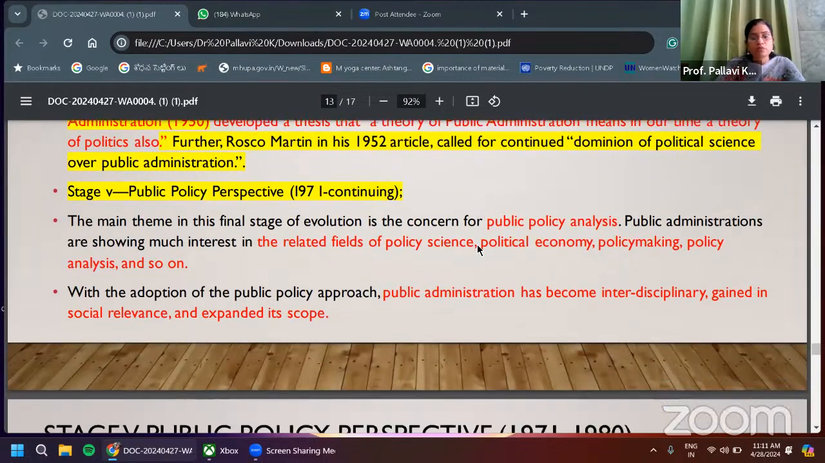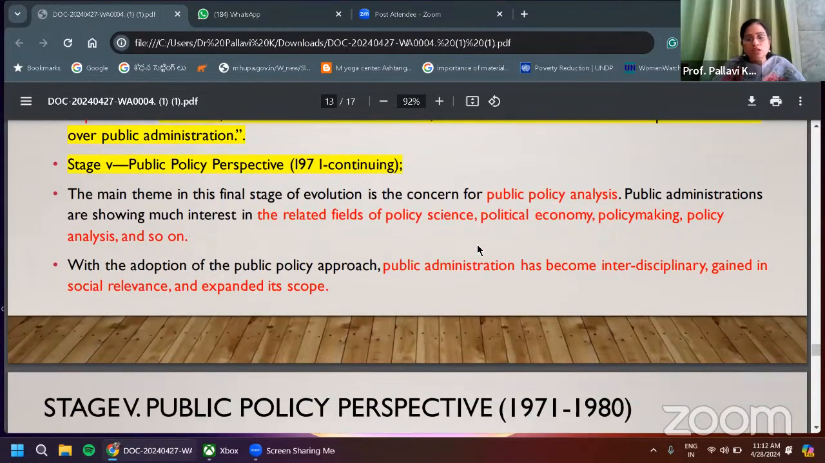Then fifth stage, public policy perspective. That is, the main theme in this stage was public policy analysis. Now, public administration scholars were showing much interest in the policy science, political economy, policy making, and policy analysis and all. Because unless there are policies which are in favor of the people, you really need to understand how the policies should be framed, what are the different factors you should consider and how it should be implemented. So this is nothing but a science.